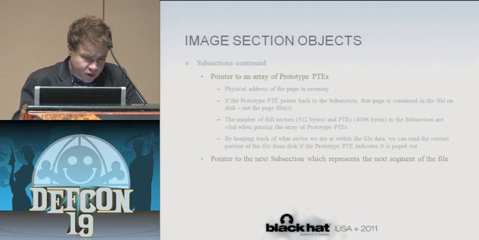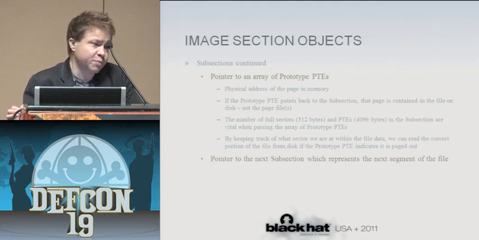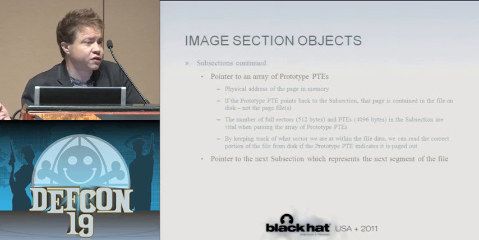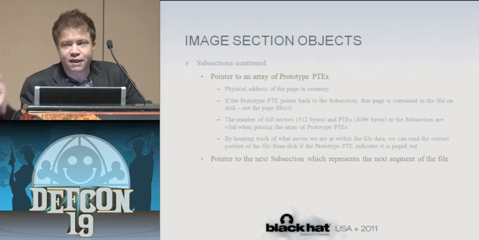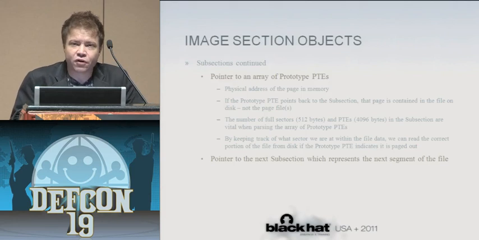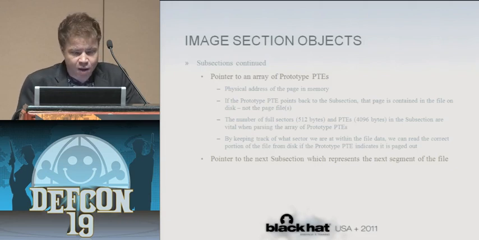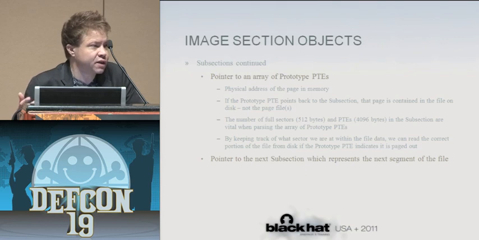Basically, though, if the prototype PTE contains the virtual address of that subsection object that it's within, then that means all bets are off. Basically, this page of memory is on disk. And when I say on disk, you've probably heard arguments back and forth about, hey, can you acquire the page file and use that for memory forensics too? I personally believe you can't. You can only use the page file at runtime.